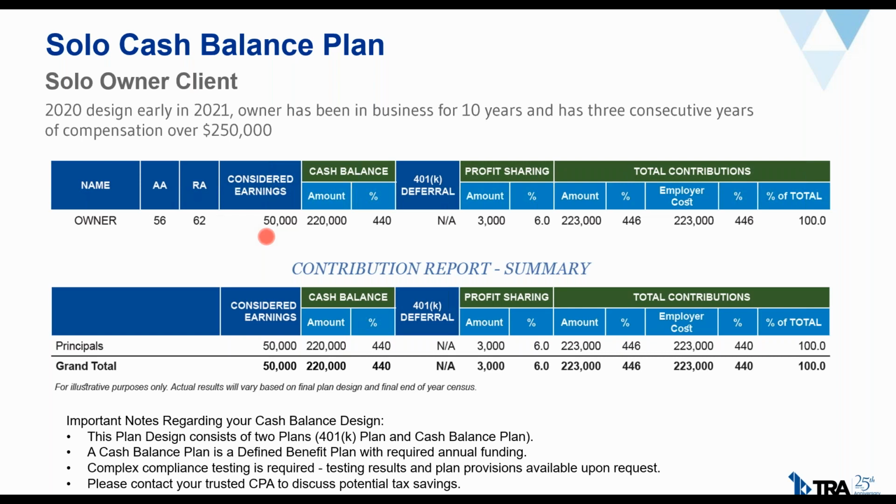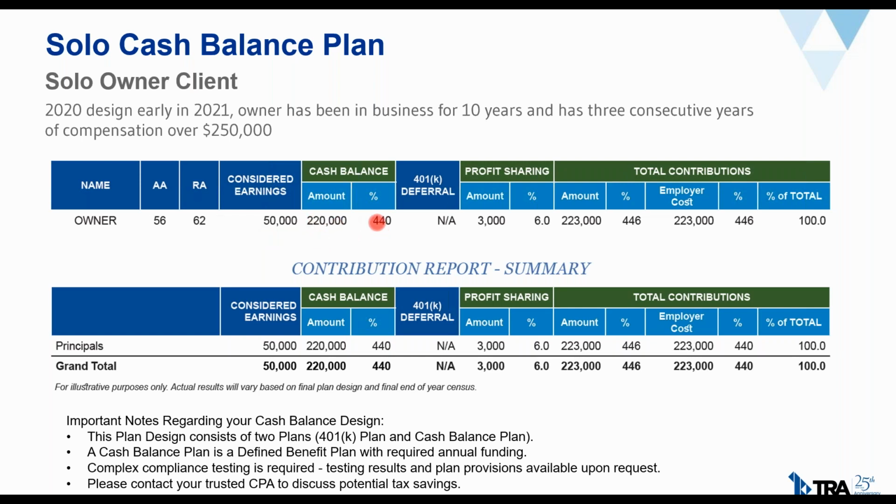So if this had been a business that was only in place for 1 year with the compensation of $50,000, actually the maximum cash balance contribution would have been about $45,000. But because we can recognize past years, we're able to have a cash balance contribution of $220,000.